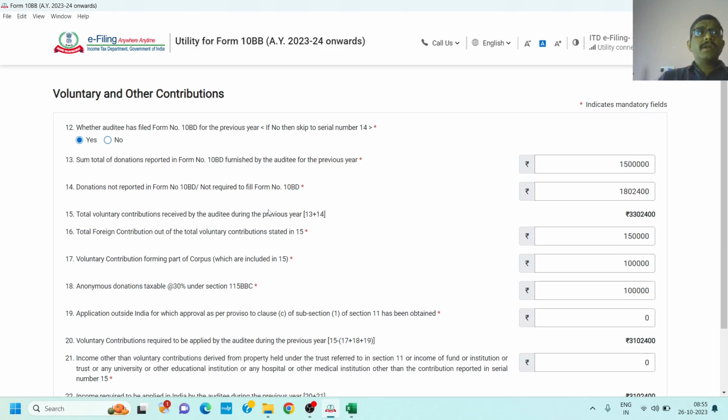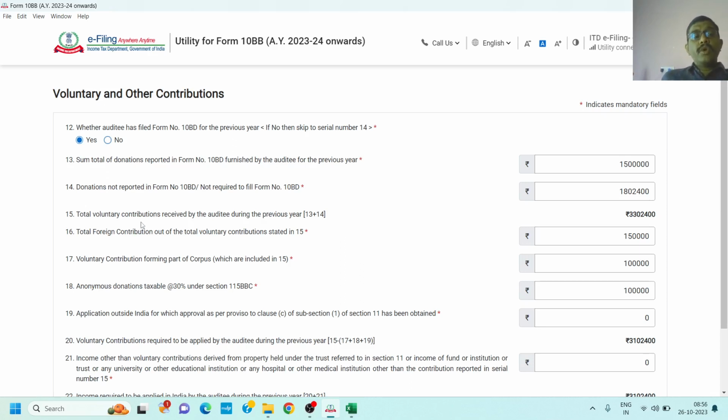Please note, donations in kind are not eligible for 80G deduction. So it does not mean that this need not be disclosed in books of accounts or Form 10BB. It has to be disclosed in the books of accounts. It has to be disclosed in Form 10BB.